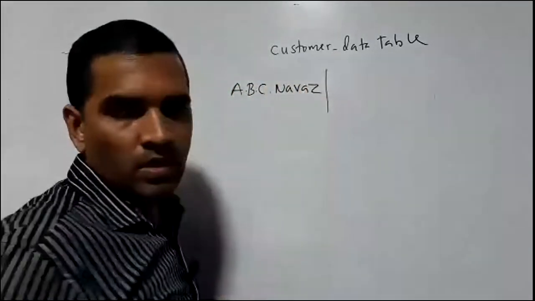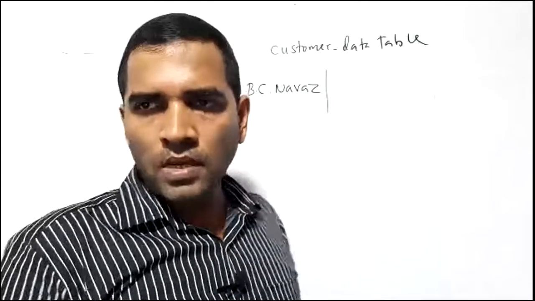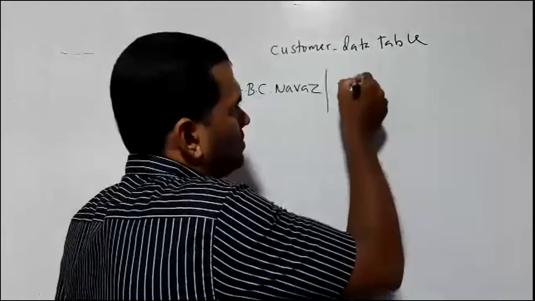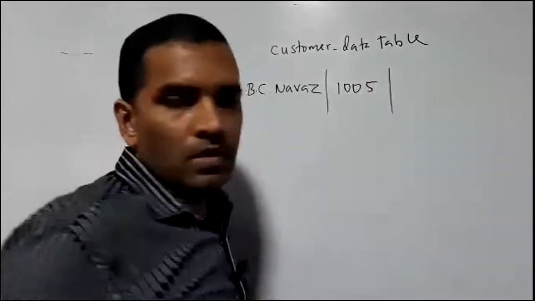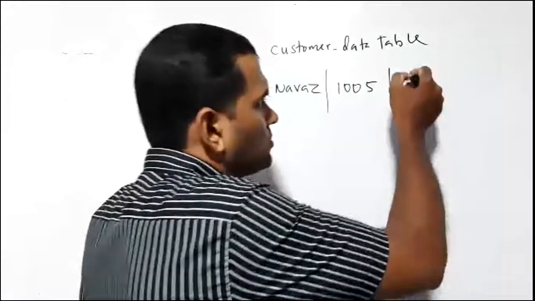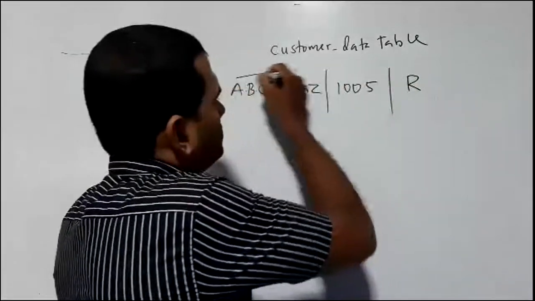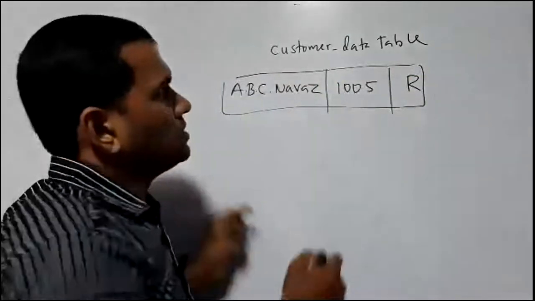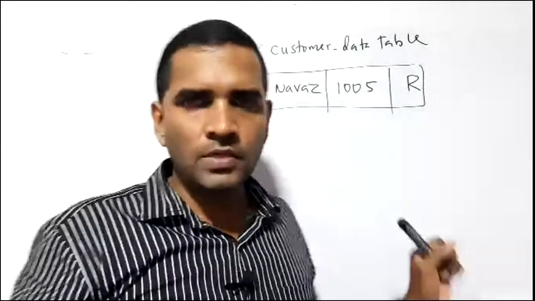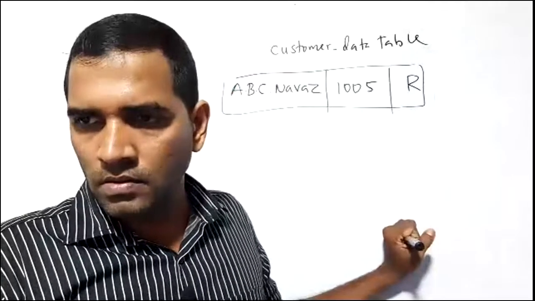Okay, it's okay, name. Then account number is given, right? 1005. Then the type is also given in the question, it is R. So this is how the customer data table is updated. I will show the table again. Look here.